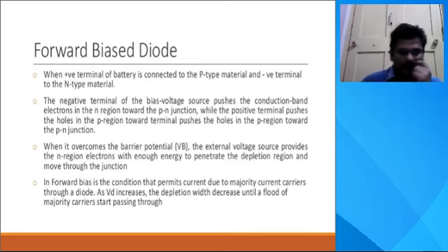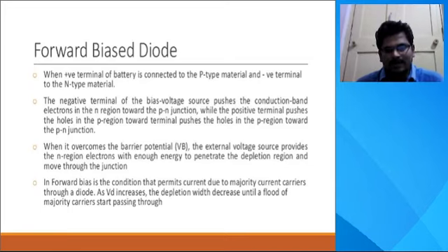So next point, forward bias is the condition that permits current due to majority carriers through a diode. As the applied voltage increases, the depletion width decreases until a flow of majority carriers starts passing through it.